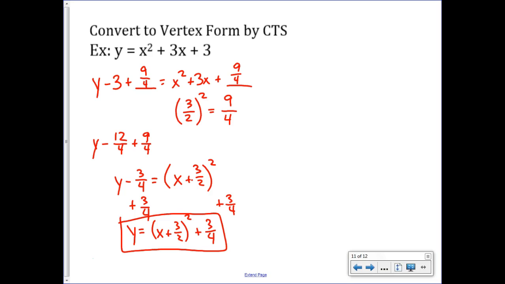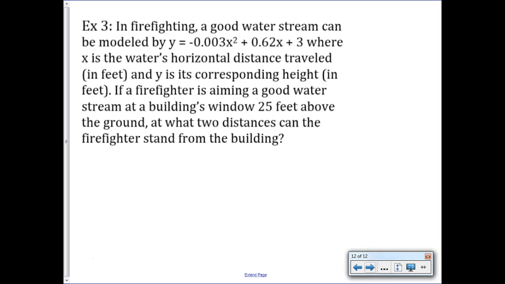Okay, and then the last thing I have is a word problem. So in firefighting, a good water stream can be modeled by y equals negative 0.003x squared plus 0.62x plus 3, where x is the water's horizontal distance traveled and y is its corresponding height. If a firefighter is aiming a good water stream into a building's window 25 feet above the ground, at what 2 distances can the firefighter stand from the building?